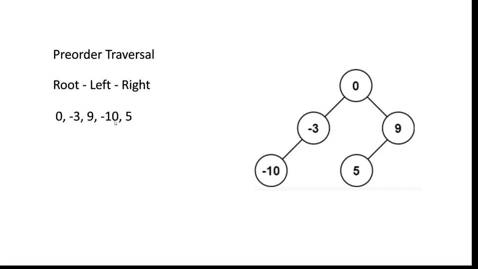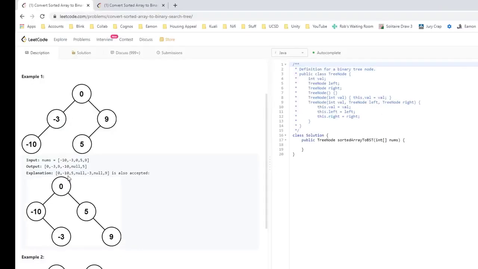Now pre-order traversal, root left right, and this is a dead giveaway because the pre-order traversal always starts with the root node. So we have 0, -3, 9, -10, 5. So top down. And finally, we have the post-order traversal, which starts with the left, then does the right, then does the root. So you have -10, 5, -3, 9, and then finally 0. So let's go back to the problem and see if we can't figure out what they're talking about.